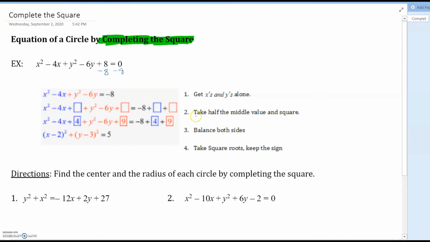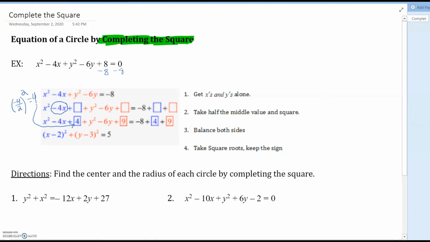Okay, so step two is take half the middle value and square it. So what you're doing is you're going to take this middle value, so negative 4. So you're going to take half of it, negative 4 divided by 2, and square it. Okay, which equals 4. So that would then go into the box right there.